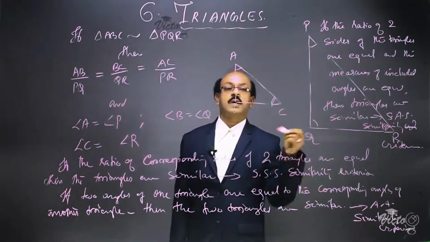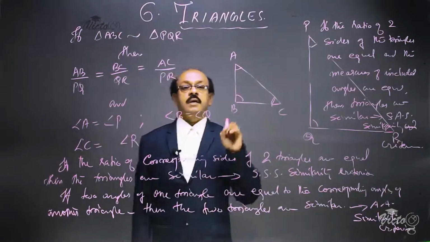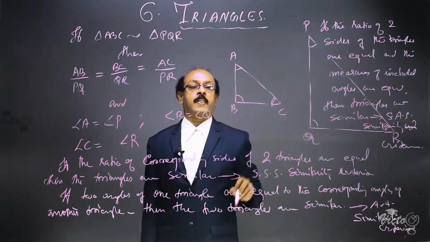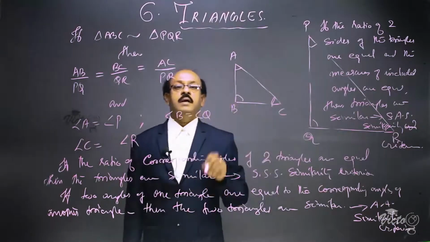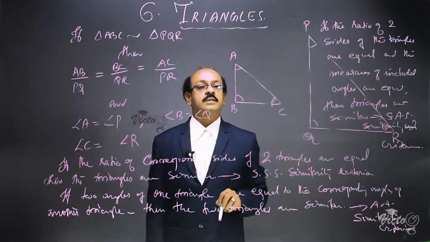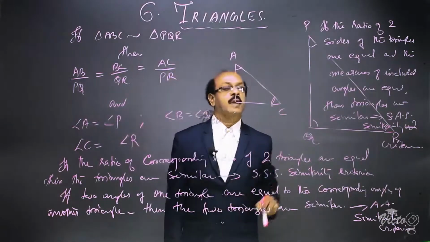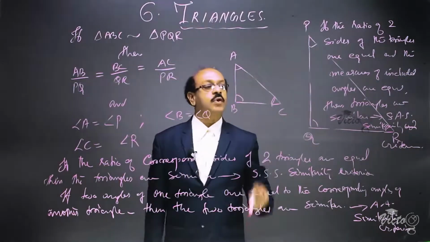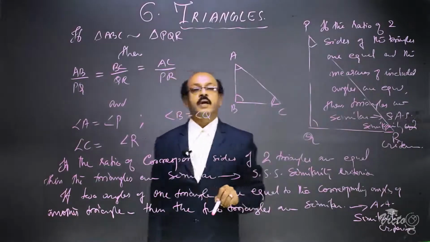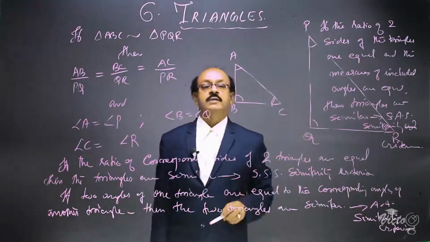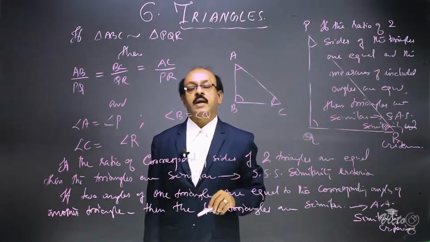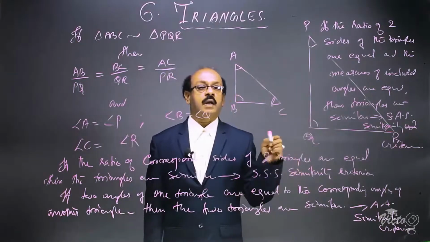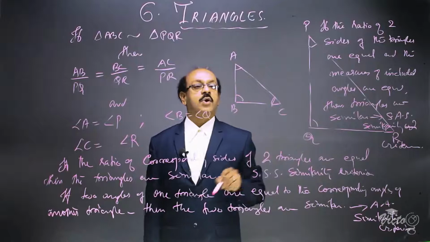So these are the three important criteria. First one is SSS similarity criterion. That means if the ratios of the three sides of the two triangles are equal, then the two triangles are said to be similar. This is called side side side similarity criterion. And if two angles of one triangle are equal to the corresponding angles of another triangle, then these triangles are similar, and it is called AA similarity criterion, angle angle. The third angle we are not mentioning because the third angle will be automatically equal because of angle sum property of triangles.